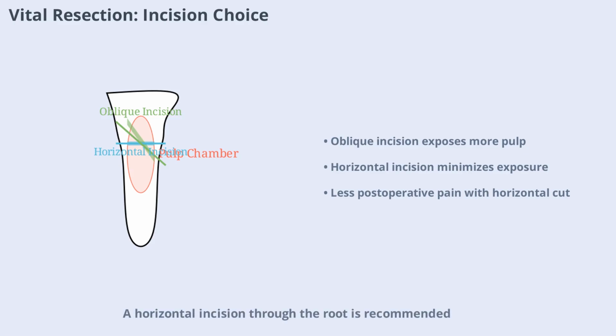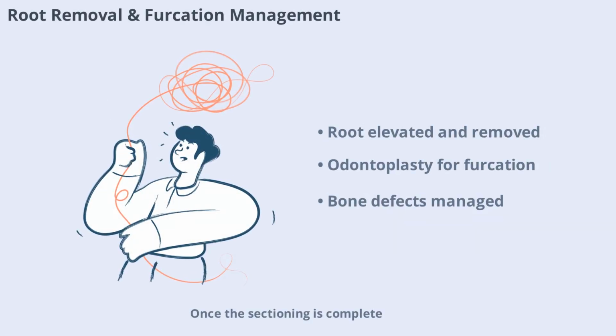A horizontal incision through the root is recommended, as an oblique cut can expose a larger surface area of the pulp chamber or radicular pulp. This exposure increases the risk of postoperative pain and complications. By using a horizontal incision, the dentist minimizes trauma to the pulp and helps ensure a smoother recovery for the patient. Once the sectioning is complete, the compromised root is gently elevated from its socket and removed.